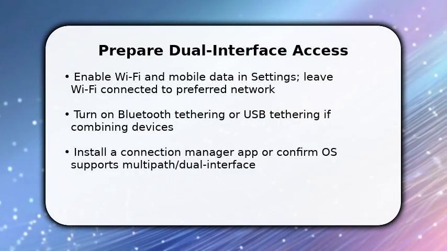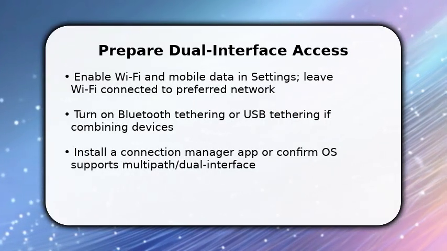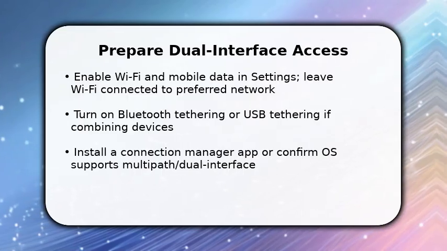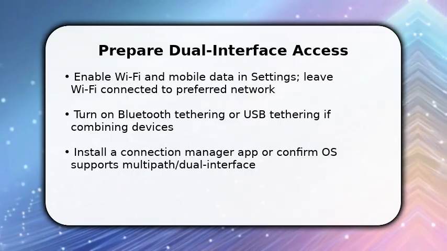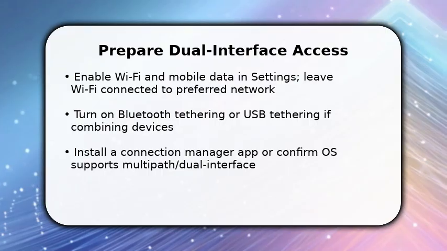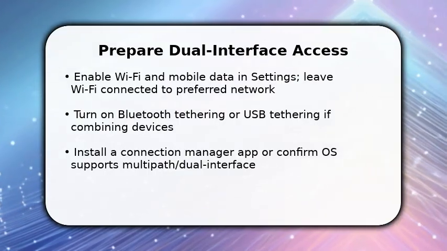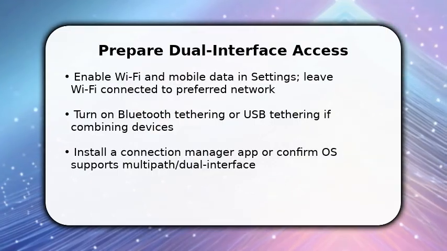You will start by enabling both Wi-Fi and mobile data so each interface can carry traffic. Open Settings, turn on Wi-Fi and connect to your router, then enable mobile data. If you plan to combine phones and laptops, turn on Bluetooth or USB tethering now so devices can share links.